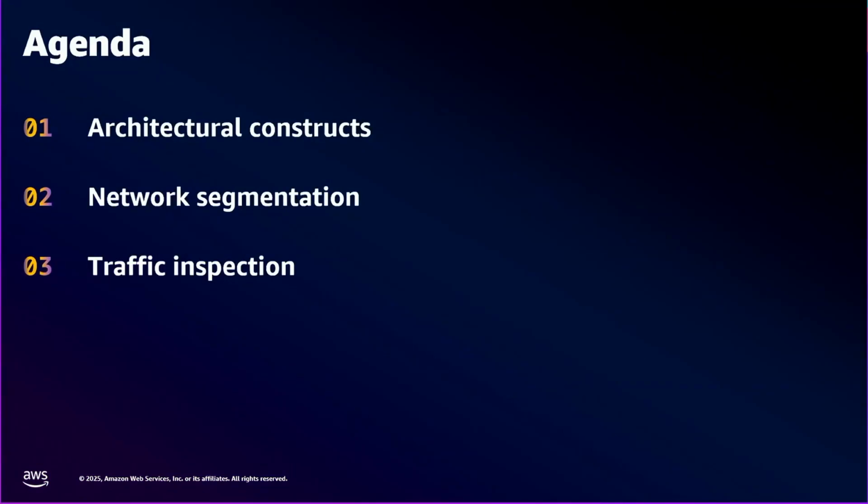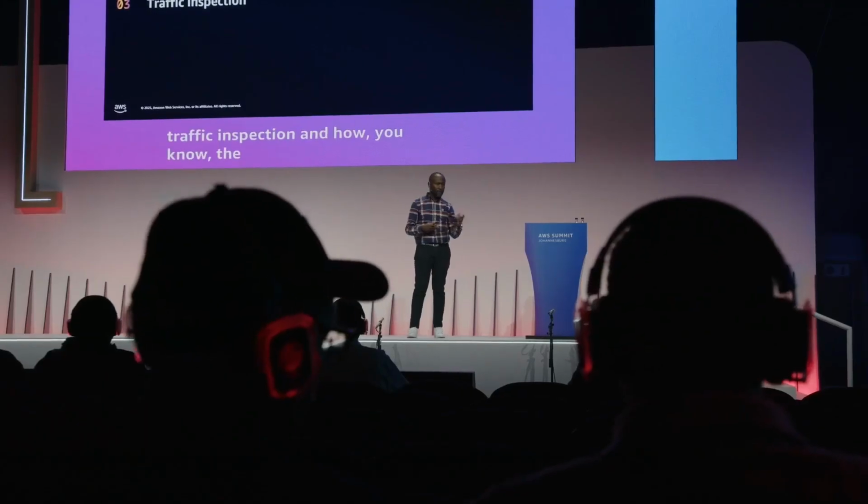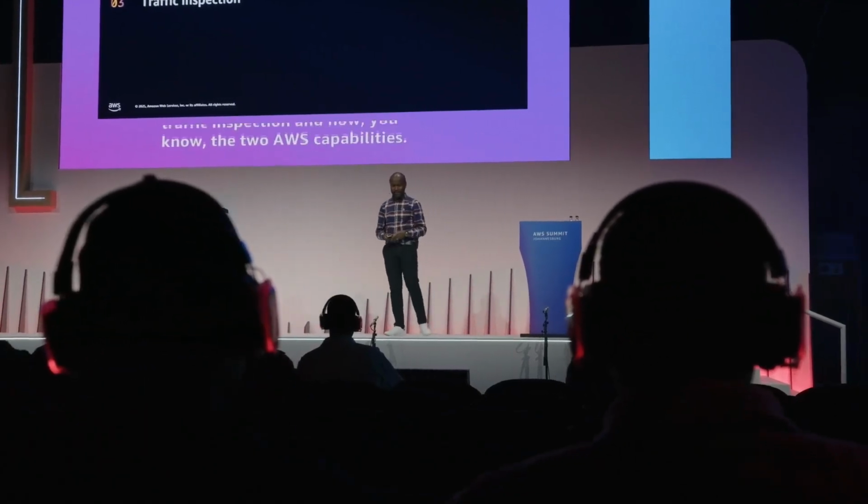So just a quick agenda. We'll go through the basic architectural constructs because it's important to have the right foundations. And then I'll walk you through how to do some proper network segmentation. Then later on, Ashraf will walk you through traffic inspection and how the two AWS capabilities, Cloud WAN and AWS Transit Gateway, help you achieve that.